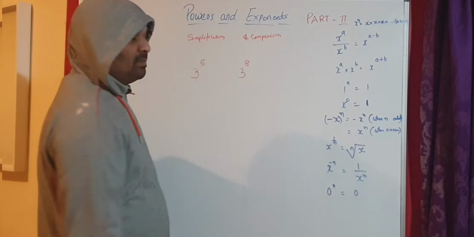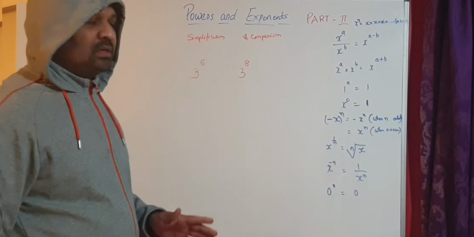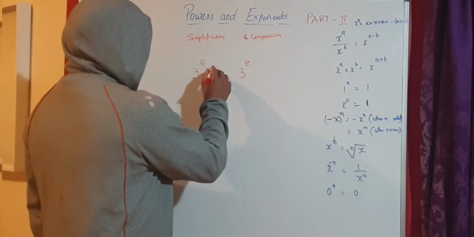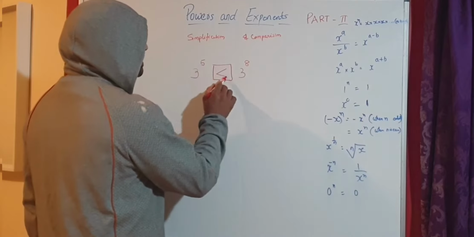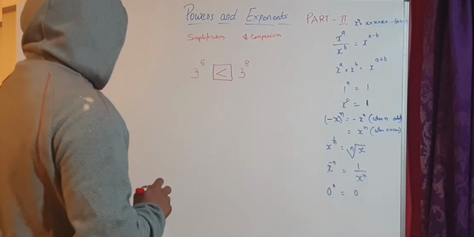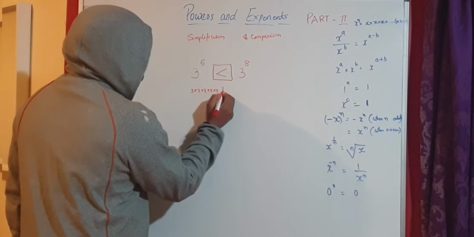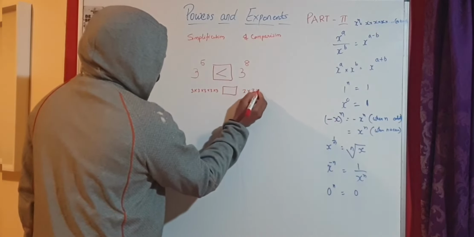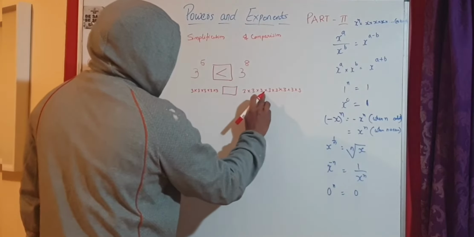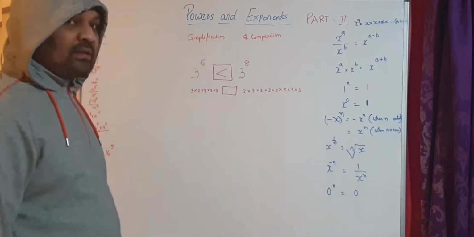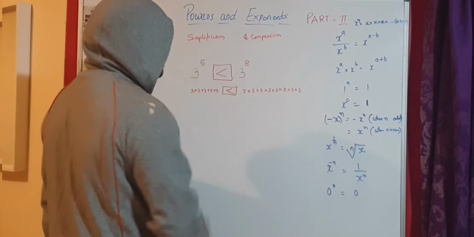Obviously, it's going to be 3 to the power of 8, because in this case we are multiplying 3 by itself 8 times. So if you put a comparison box in between, this is going to be bigger. 3 to the power of 5 is 3 into 3 into 3 into 3 into 3. 3 to the power of 8 is 3 into 3 into 3 into 3 into 3 into 3 into 3 into 3. So there are 8 times that we are multiplying 3 by itself, so obviously this is bigger.